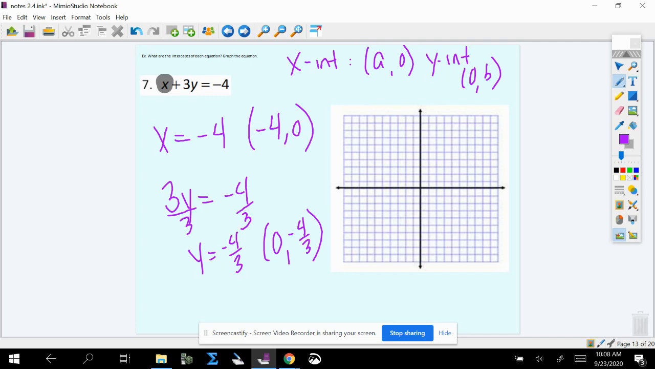Then the way you graph it is you graph the x-intercept on the x-axis and the y-intercept on the y-axis. So on my x-axis, I'm going to go to -4 and put a point. For the y-intercept, -4/3 is a little smaller than -1, so I'm going to put it just below -1, and then I'm going to connect those points. Didn't connect that second one, great. But as long as you have the work off to the side, you are good.